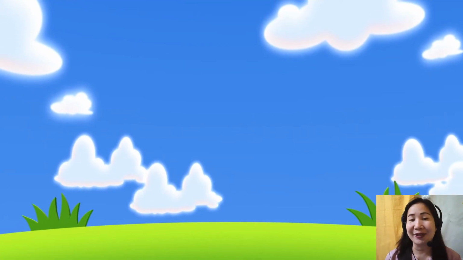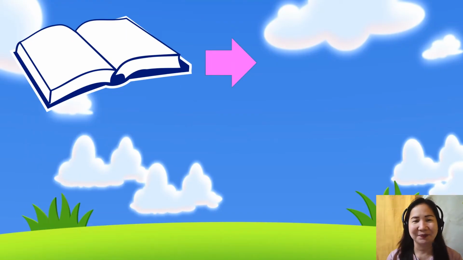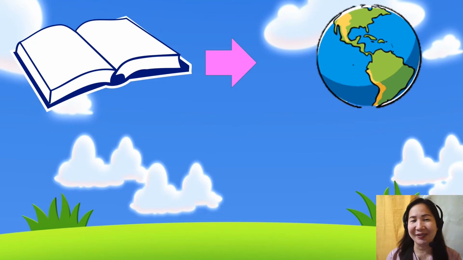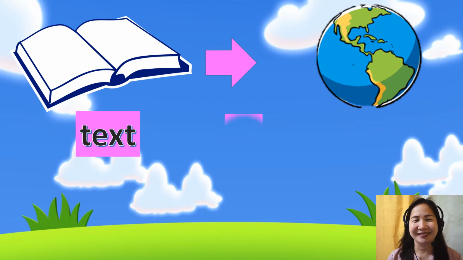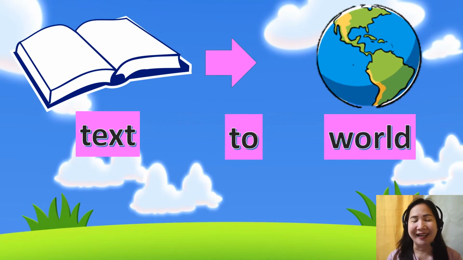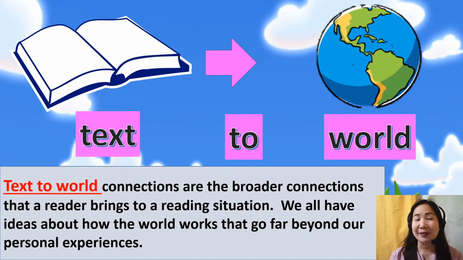Let's go now to the third kind of connection. What do you think is the third connection? Okay, that is text-to-world connection. Text-to-world connections are the broader connections that a reader brings to a reading situation. We all have ideas about how the world works that go far beyond our personal experiences.